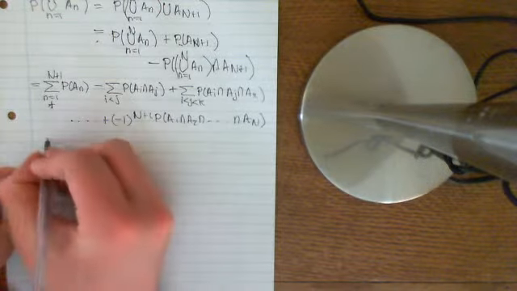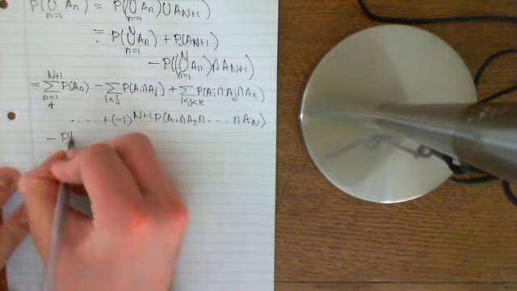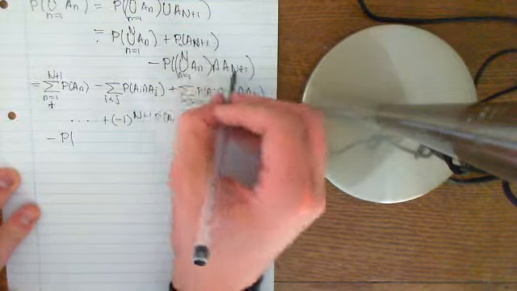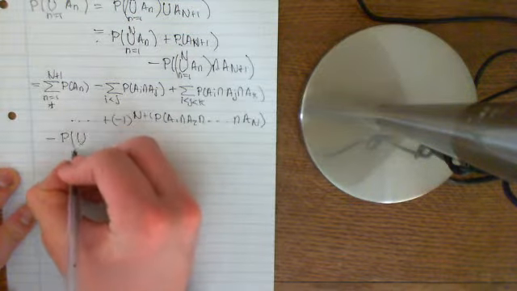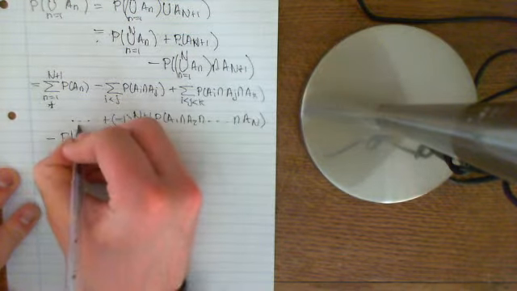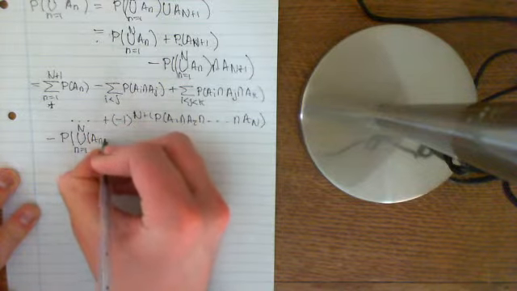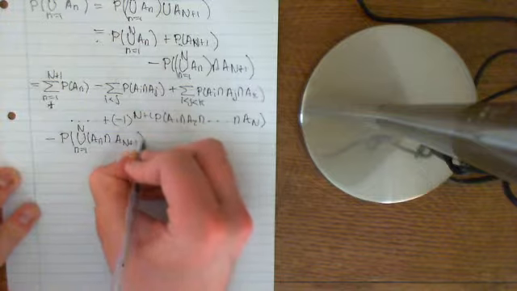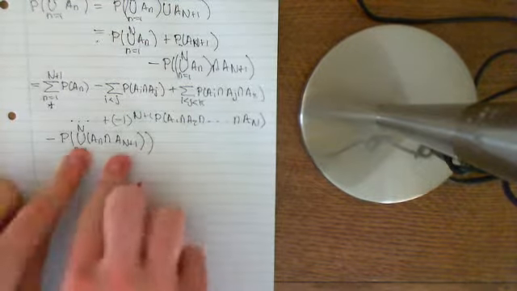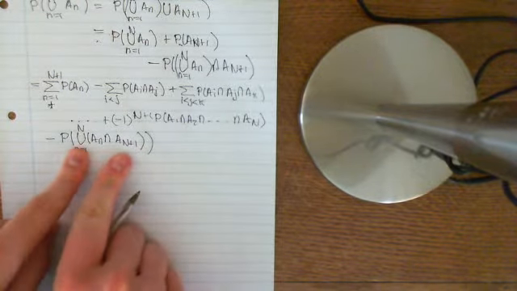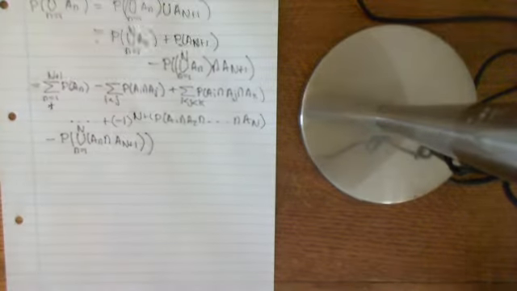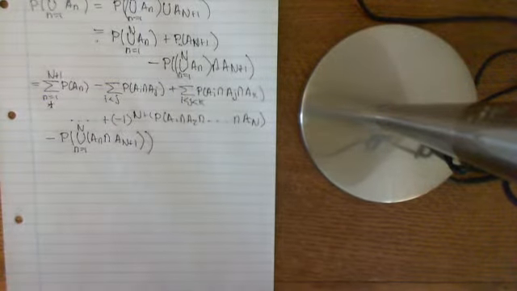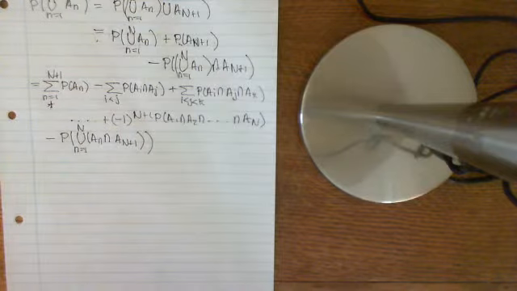Now I'm going to rewrite this term, which is the probability of, we rewrite it as the union n is equal to 1 to big N of an intersect an plus 1. And now I can see what you're going to have to do. You're going to have to apply the inclusion-exclusion principle for that, and this is going to get... Oh. Okay, so we'll keep going and see where we get.